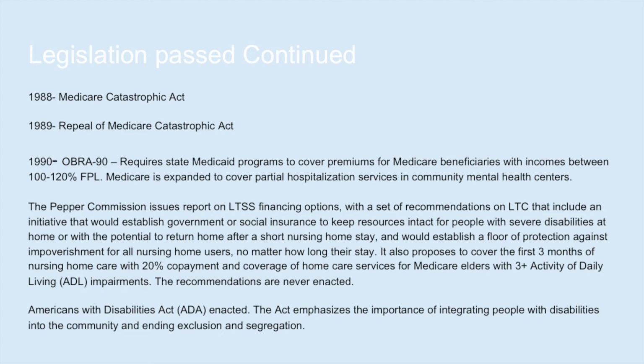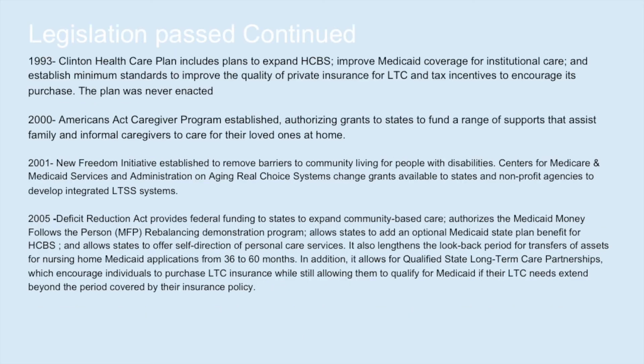Then there's the Americans with Disabilities Act, which basically worked to end segregation between people with disabilities and the community. In 1993, the Clinton Healthcare Plan expanded home and community-based services to improve Medicaid and the coverage of institutional care. Then in 2000, the Americans Act Caregiver Program authorized grants to people and their informal caregivers to care for their loved ones at home. Then in 2001, the New Freedom Initiative was basically an act to take down barriers between the community and people with long-term disabilities.